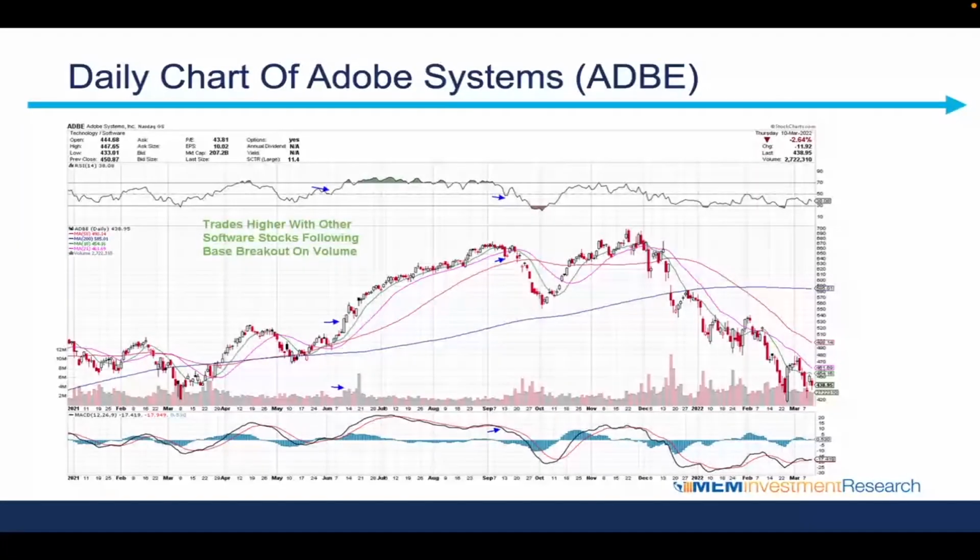I'm going to share with you Adobe, another winner for us. As interest rates were declining, Adobe not only outperformed, it was a major component of the software sector, but we did have that other characteristic that I talked about in the beginning, and that is earnings. Adobe came out with 24% year-over-year earnings growth, and in response, the stock had a beautiful base breakout, which compelled us to add it to our list.